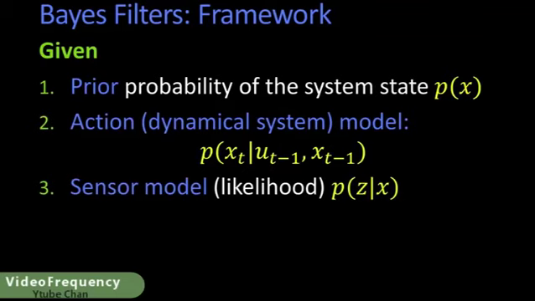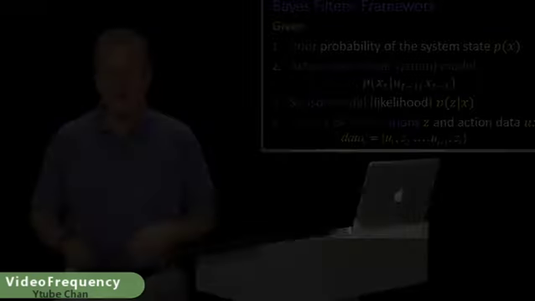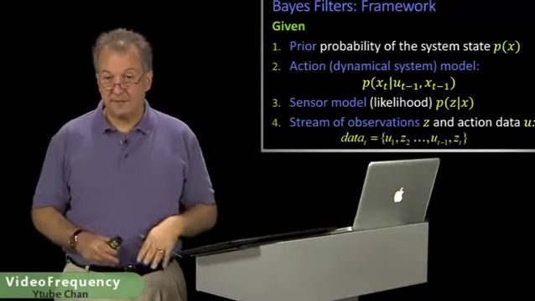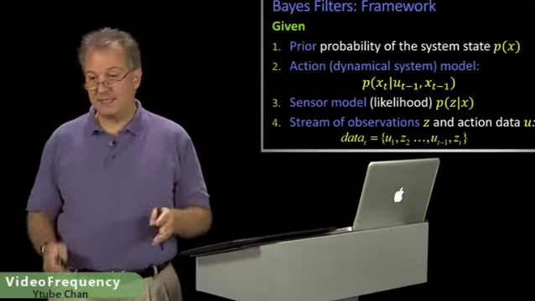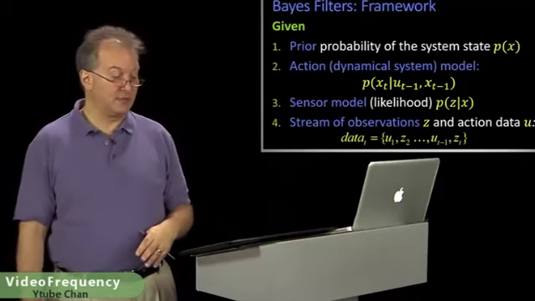The likelihood is the probability of getting the measurement given what your state was. And then we need this stream of observations and the action data, the Z's and the U's. For that robot that I described, the state is obvious, the map will be easy, etc. The thing we have to define is the sensor model.